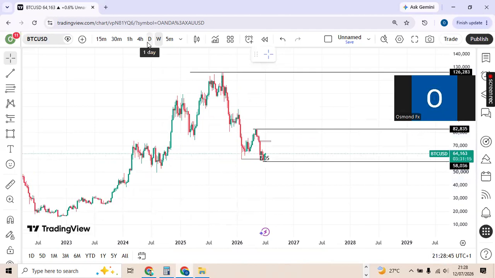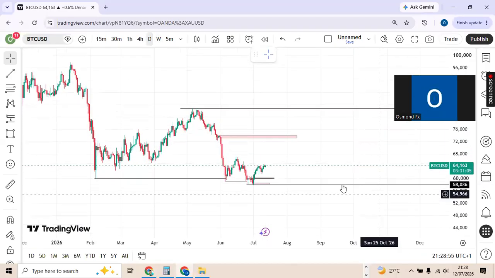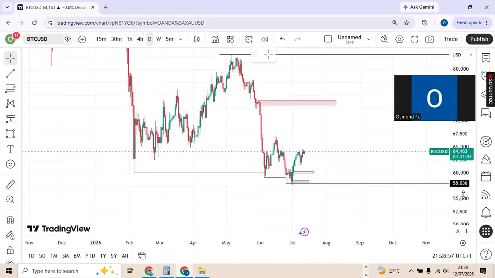Now, the market can do whatever it wants. So this is my own opinion. I'm not saying the market is not going to continue selling, but this is my own opinion. Then let's go to a lower time frame, the daily time frame.